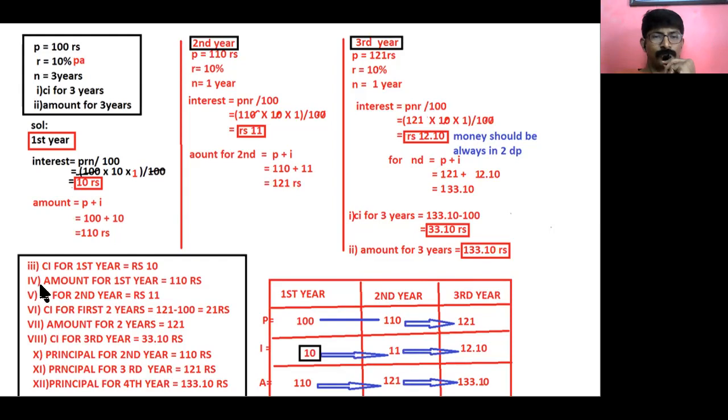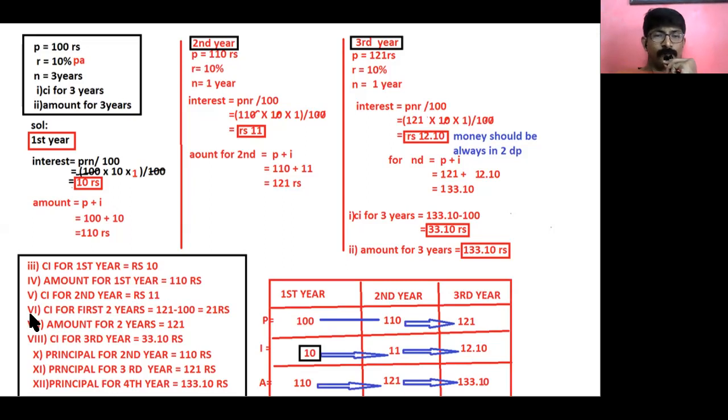Okay, what is the fourth question? Amount for the first year, or amount at the end of the first year. That is rupees 110. Writing rupees is necessary. Fifth question: CI for the second year. Please listen very carefully. CI for the second year will turn out as rupees 11. Isn't it? Okay, let's write the next question.